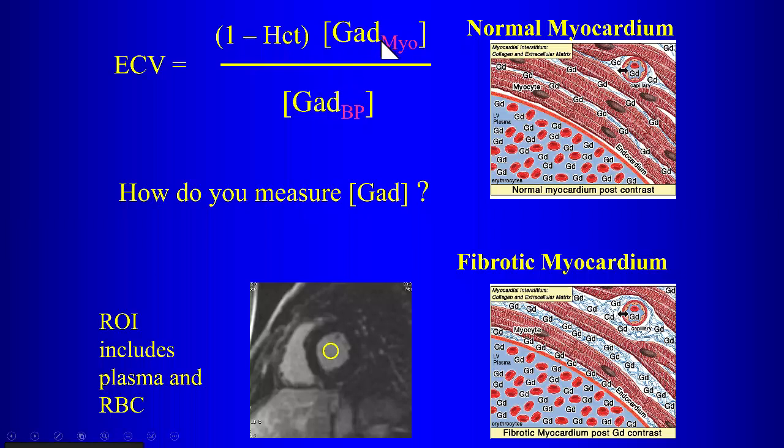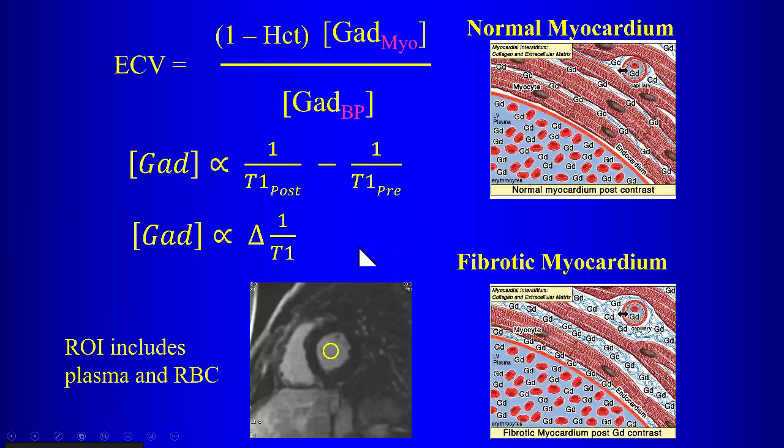So we have to measure the concentration of gadolinium out there and the concentration of gadolinium there in the blood pool. Well, how do we measure the concentration of gadolinium, right? We're not going to actually sample this. We're not going to biopsy it and measure it. How do we measure the concentration of gadolinium with MRI?